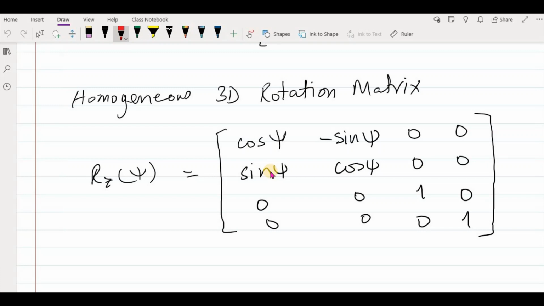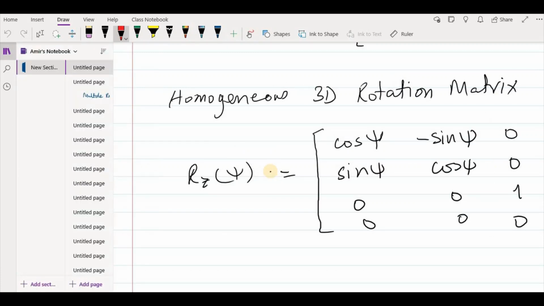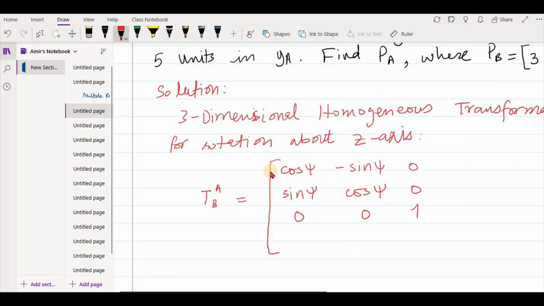But since we are dealing here with a transformation, which includes rotation plus translation, we also have to include the x and y values here. And to make it homogeneous, we have to add one more row containing zeros and then 1. So this one shows that it's a three-dimensional rotation matrix.